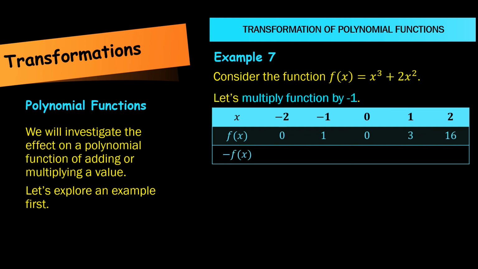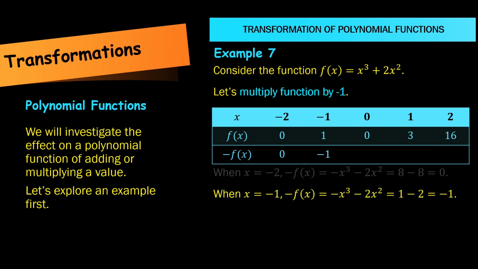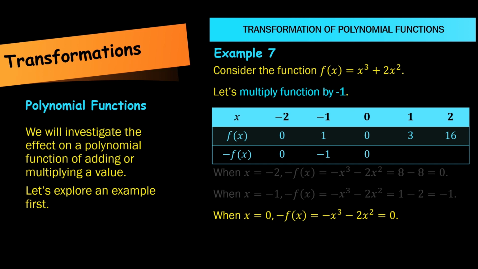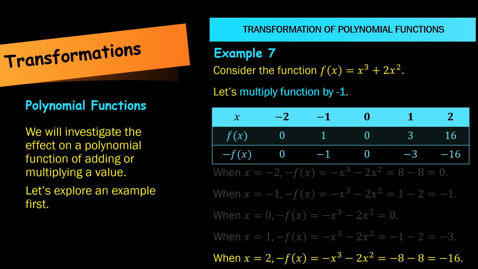We will now consider another example. What happens when we multiply f of x by minus 1? All the values of f of x will become negative. So 0 remains at 0, 1 goes to minus 1, 0 stays at 0, 3 goes to minus 3, and 16 goes to minus 16.